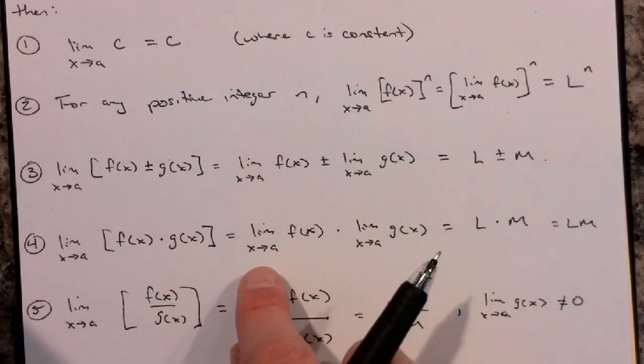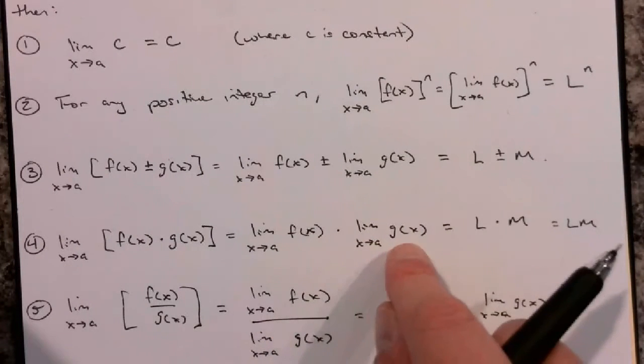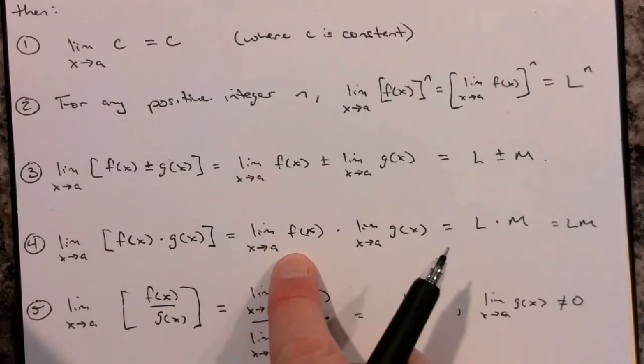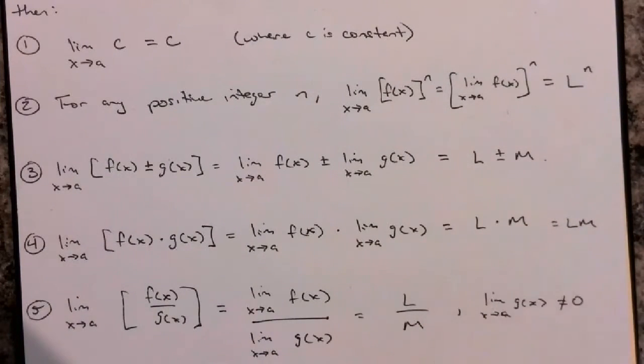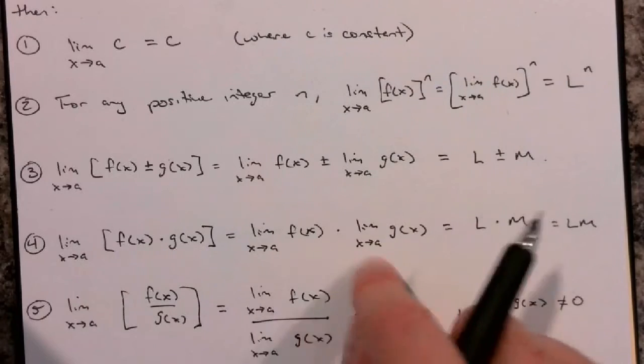Similar but different, if you have multiplication of two functions and you're taking the limit, that's equal to the limit as x approaches a of the first function times the limit as x approaches a of the second function. So that's really going to take this limit, which we know was L from earlier, times this limit, which was m from earlier, so it's just going to be Lm. So you multiply them together. If you have a product inside of the limit, you can take the limits of each of those individually and then take the product of that.